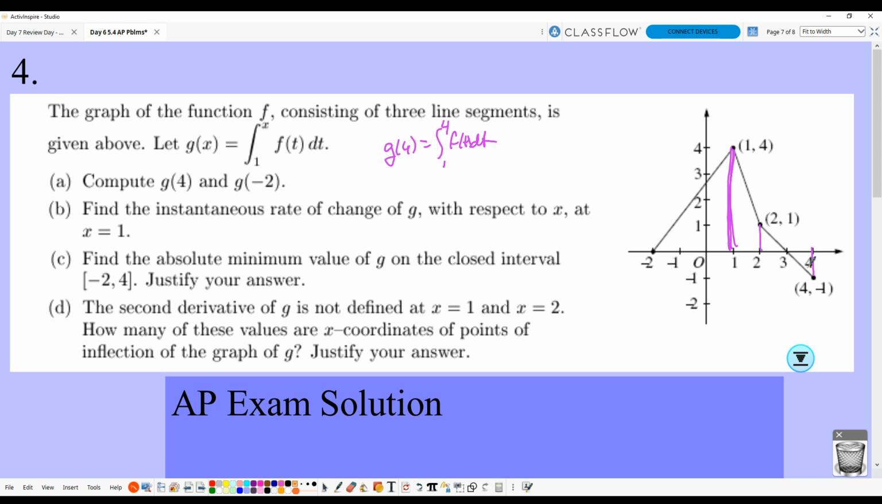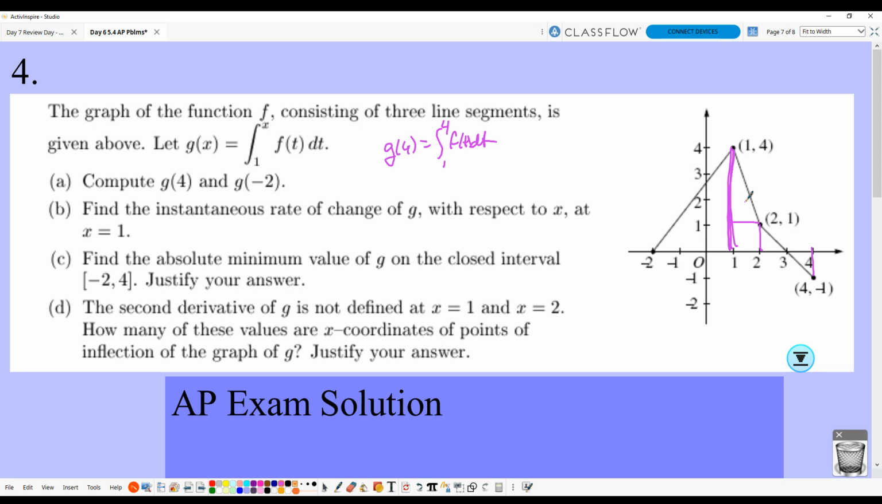And what do you notice about these guys? They cancel out, so don't even bother. And then do the area of that trapezoid, or look at it and be like, oh, I can cut up the boxes and get the answer. So it's 5 halves. And then G of -2.